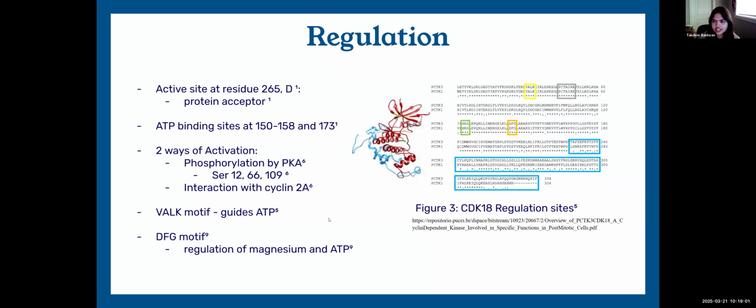Regulation is primarily driven by this DFG motif right here. This regulates the magnesium, which helps with the ATP binding site at these residues. And there are two primary ways of activation of this kinase. One is phosphorylation by PKA at these residues, and then there's interaction with cyclin 2A.